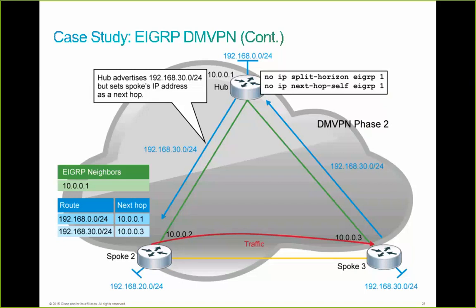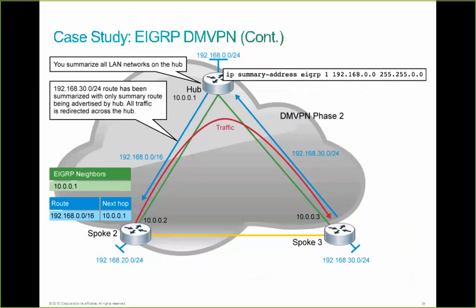In this particular case, let's say that, for example, I summarize all of the LAN networks on the hub. So we did an ip summary-address eigrp 1. That's a standard summary address command. We would apply this to the multipoint GRE interface. And I said 192.168.0.0 255.255.0.0. So I'm summarizing every 192.168 network as a /16. What's going to happen in this case? Any ideas?